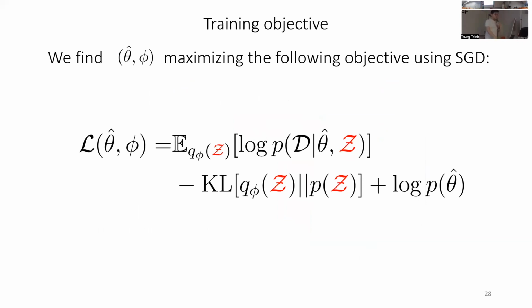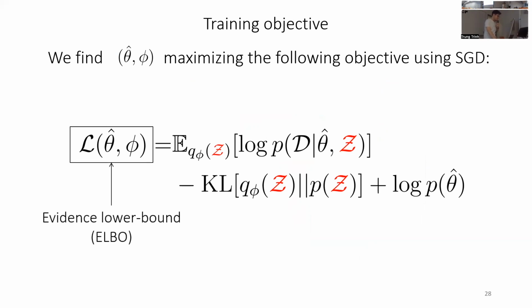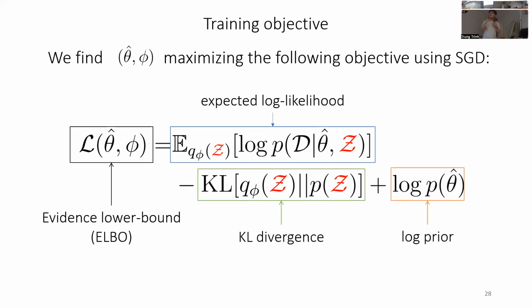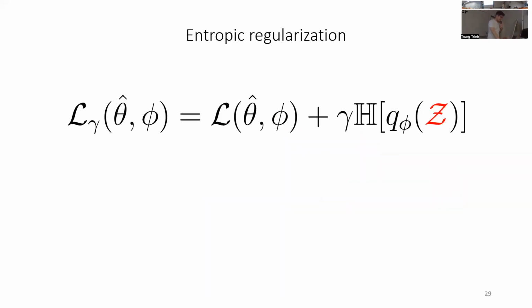So the training objective is we find theta hat and phi maximizing the following evidence lower bound, where the first term is called the expected log likelihood. It will fit the variational parameter to the training data, while the second and third terms will regularize the variational posterior of Z and the MAP estimate of theta respectively.